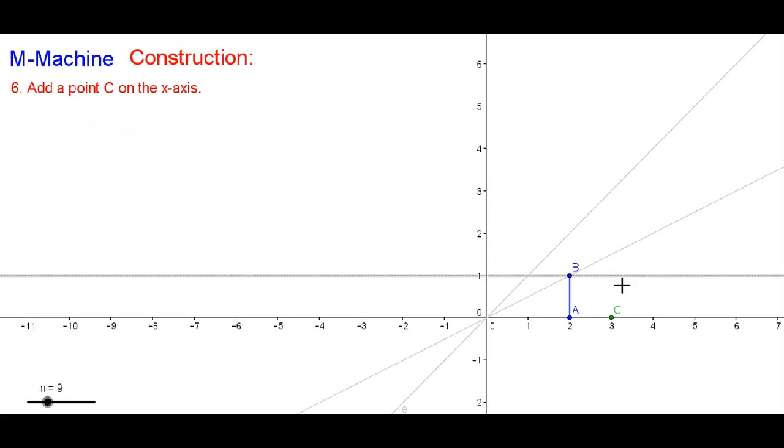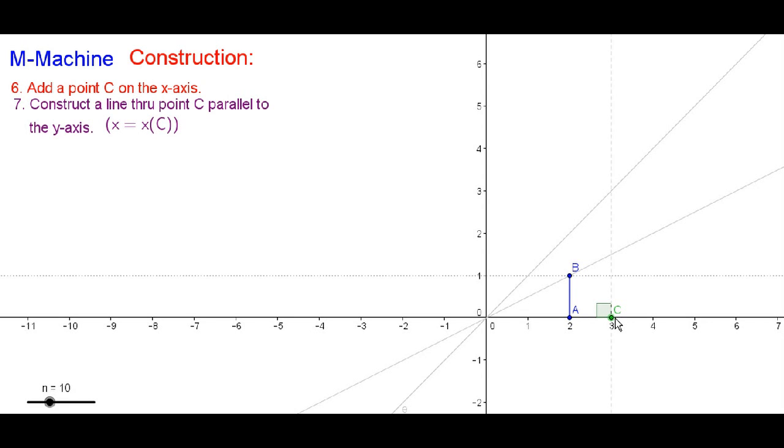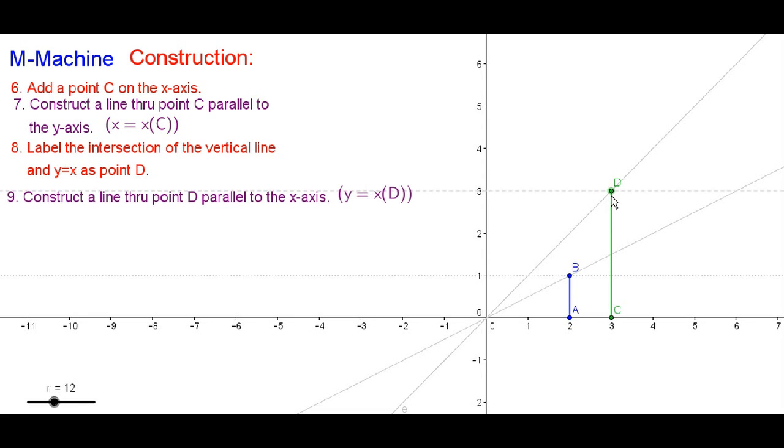Also add a point C on the x-axis and construct a line through point C parallel to the y-axis. Label the intersection point D of the vertical line and the line y equals x. And construct a line through point D that is parallel to the x-axis.